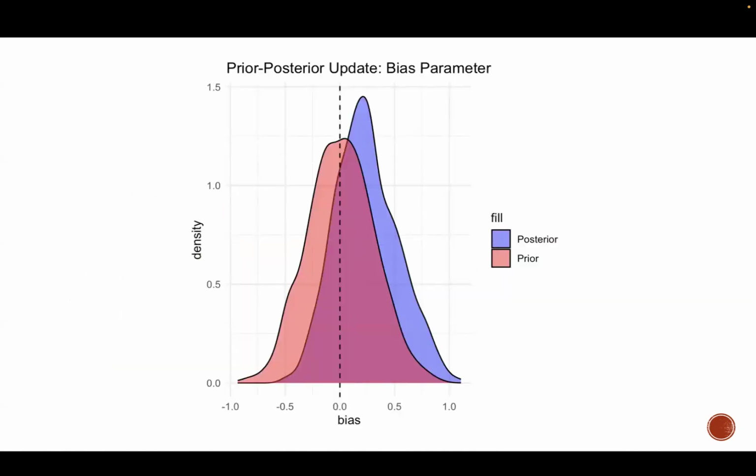Then we can look at prior posterior updates, right? So we fit the model to the data, we plot the prior in red and the posterior in blue for bias. Then I also put a vertical black line that indicates the true value in the simulation. So take a second to look at it and think about what you see in it. What are you seeing?